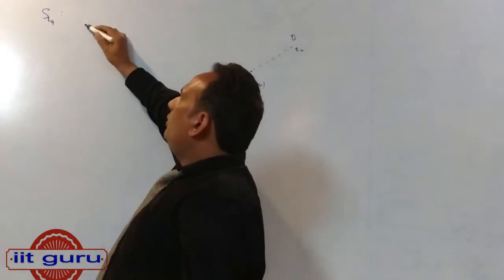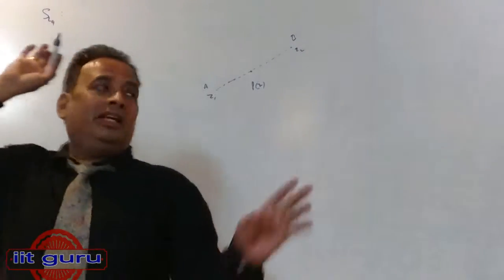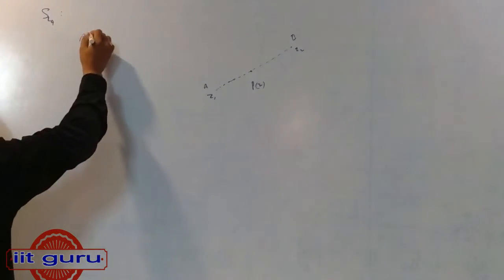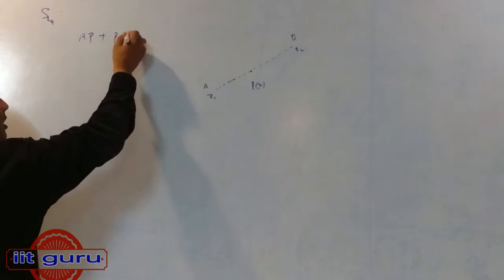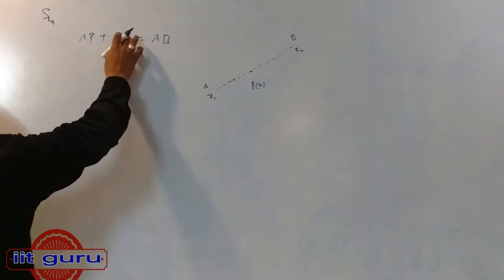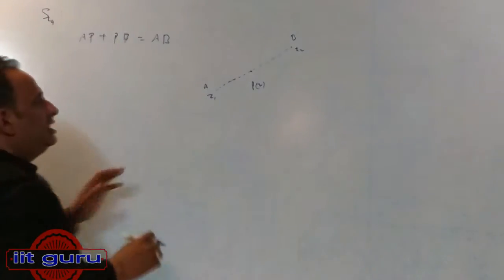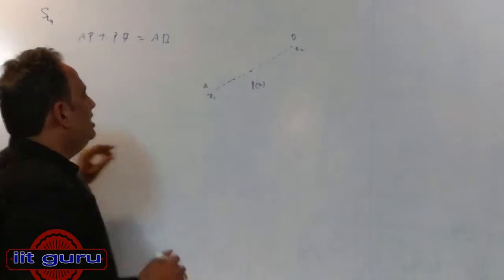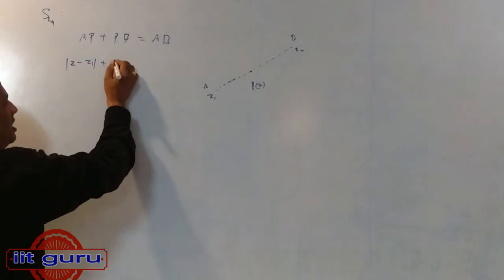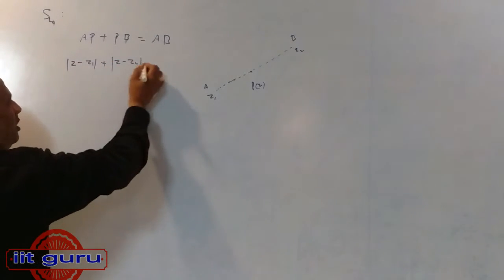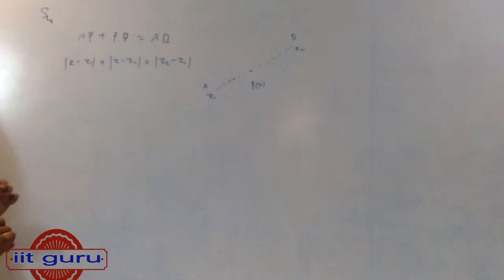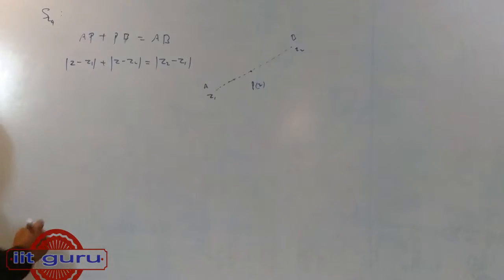What can you write? Simply that AP plus PB equal to AB. So for AP and PB you can write safely. What is AP? That is mod of Z minus Z1 plus mod of Z minus Z2 is equal to mod of Z2 minus Z1.